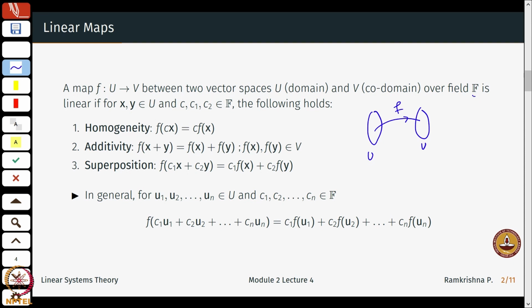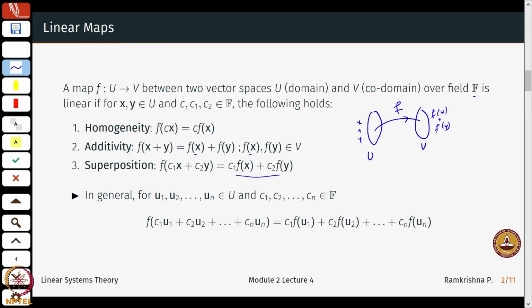So this map F is linear if and only if the following definitions hold. You have the homogeneity, you have additivity, and the superposition things. So for example, say if x is an element here, f of x is an element over here. If you add two elements here, x and y, they will be added in this way, so f(x) plus f(y). So it's the same as adding this and this in the codomain space.